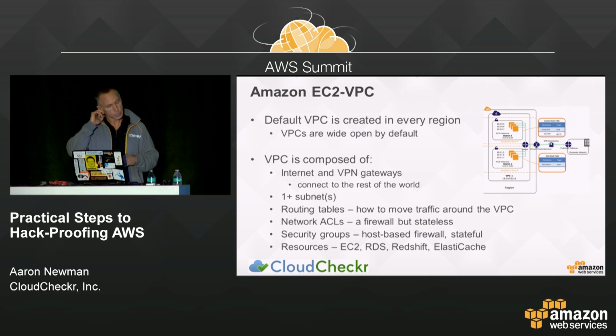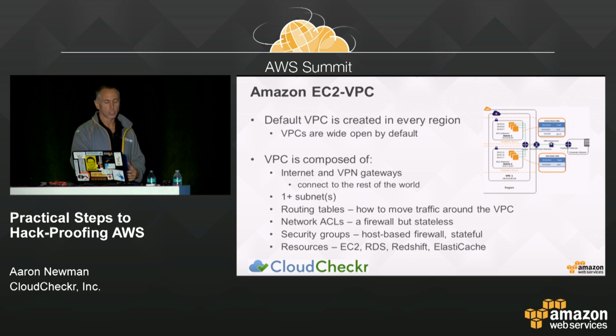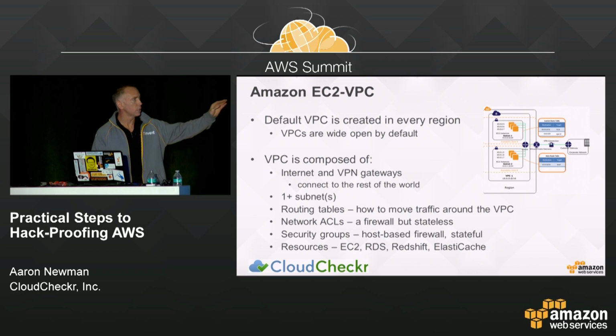And then within the VPCs, you have your resources. Your resources can be EC2, RDS, Redshift, ElastiCache. Those are the types of things that can sit inside of a VPC. So you always want to try to put your resources inside of a VPC, but then you have to make sure that you configure all these other things just right to not expose yourself. So Amazon can be super, super secure unless you screw up one of these steps.